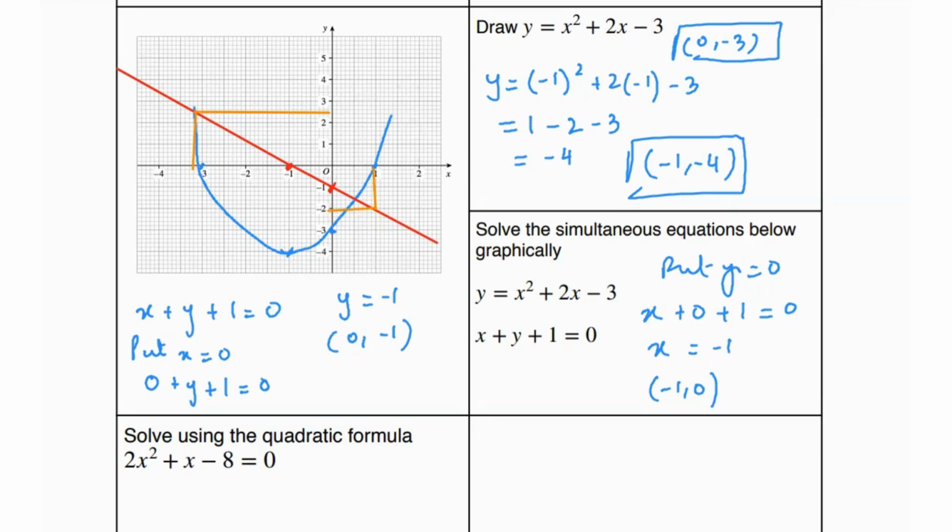Once again, since it's a freehand drawing, it's not very accurate. I might not be getting the exact values, but they'll give you a range of values in the answer key. So this is one solution, this point over here, and this is the other solution, this point. These two solutions are your answer.